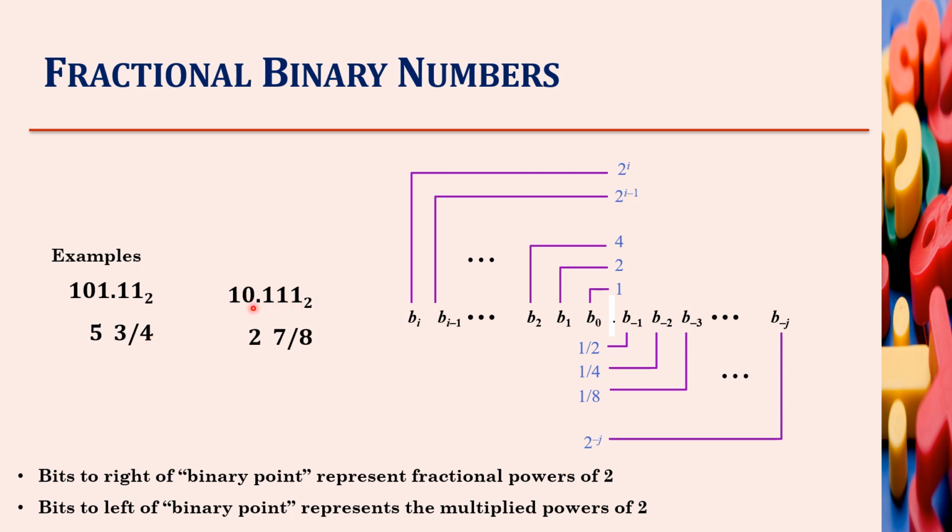10.111. So this is the 2 power 0 position. This is the 2 power 1 position. Corresponding number is 2, right? So 2 point this 111: 1 by 2 plus 1 by 4 plus 1 by 8, which is equal to 7 by 8.